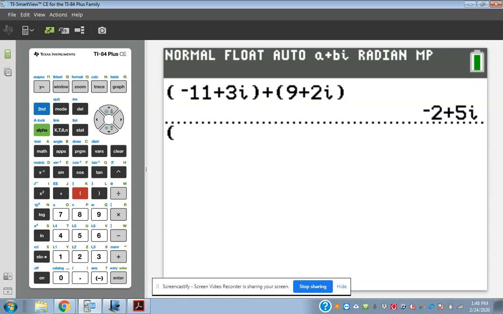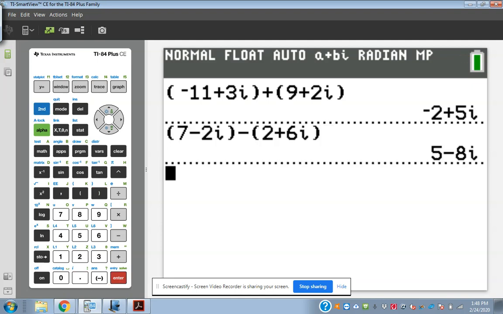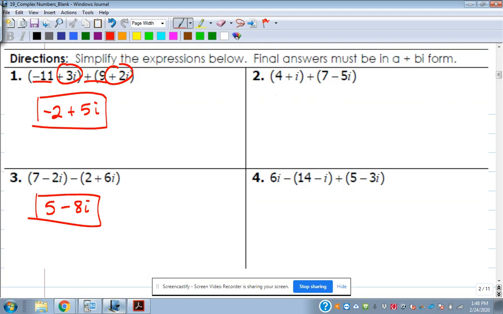Okay, so I'm going to type in that problem: 7 minus 2i, close the parentheses, minus parentheses 2 plus 6i. 5 minus 8i. Or 5 plus negative 8i, whichever way you want to write it. It's the same thing. All right, easy stuff. So a subtraction, that's all it is, putting the like terms together.